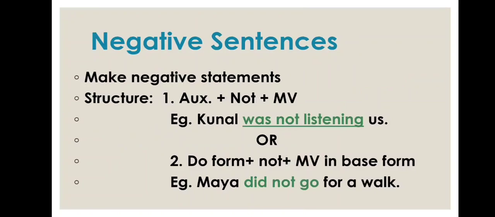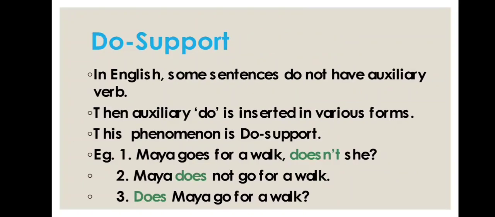Did not go. Was not listening: auxiliary verb, not, main verb. So in this way, Kunal was not listening to us and Maya did not go for a walk. These are the two examples of negative sentences.